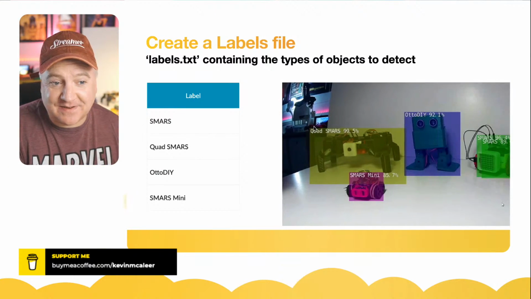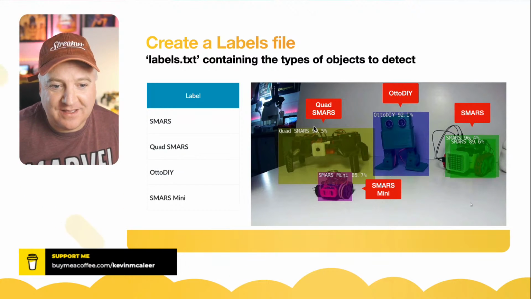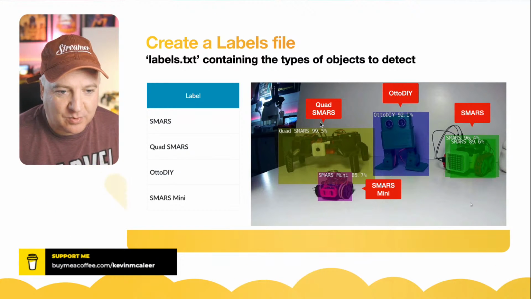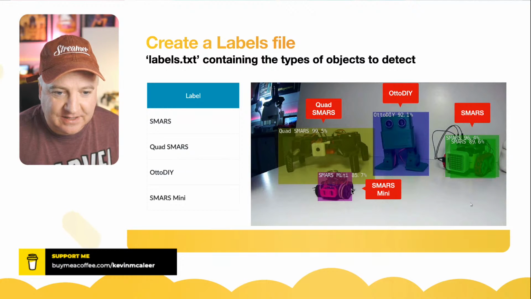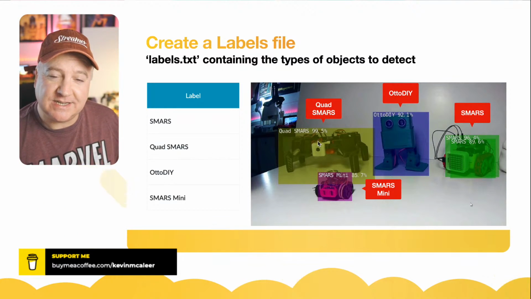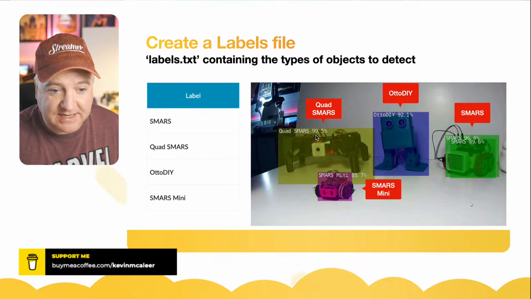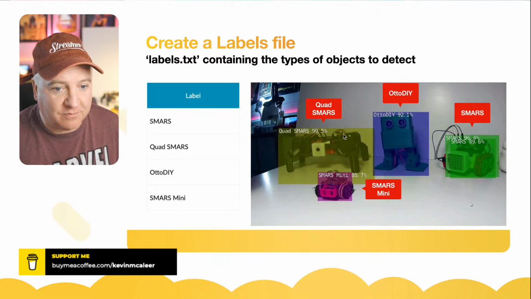Creating the labels file is dead easy. It's just creating a text file. Like I said, I've got SMARS, Quad SMARS, Auto DIY, and SMARS Mini. You can see on that screenshot that it's detected all four types. I put that little red bubble just above it so you can see a bit clearer, because sometimes that text is a little bit small. You also get the percentage of confidence that it's detected this correctly. You can see the Quad SMARS is 99.5. It's very, very confident about that.